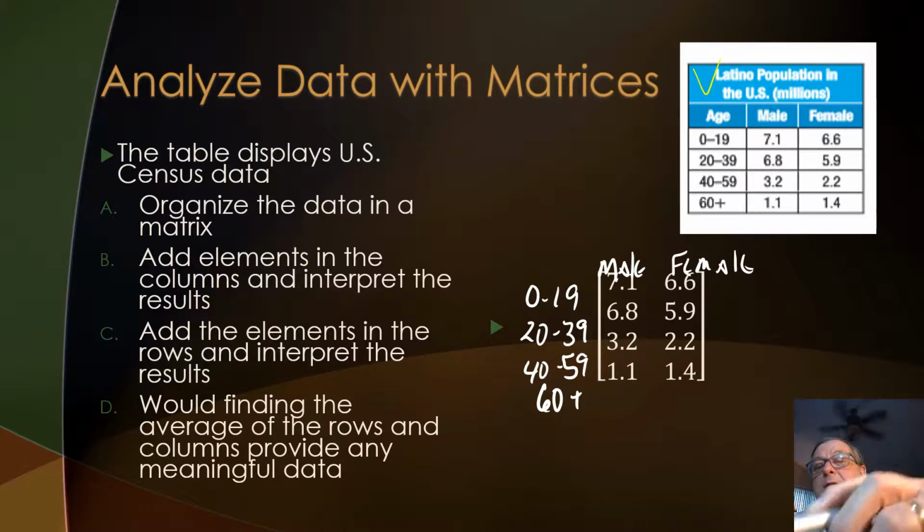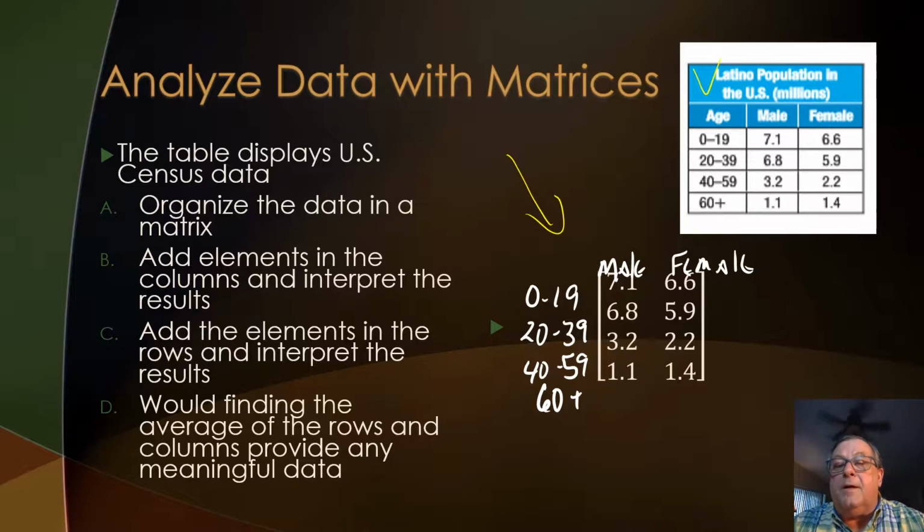And so we see in this that between the ages of 0 and 19, we've got a certain number in millions of male and female, 20 and 39, 40 and 59, and then 60 plus. So we've got population data. And we're first asked to organize the data in a matrix, which we see right here. Putting this in a matrix is almost exactly what the table gives us. So the table itself, you could say, is a form of a matrix.